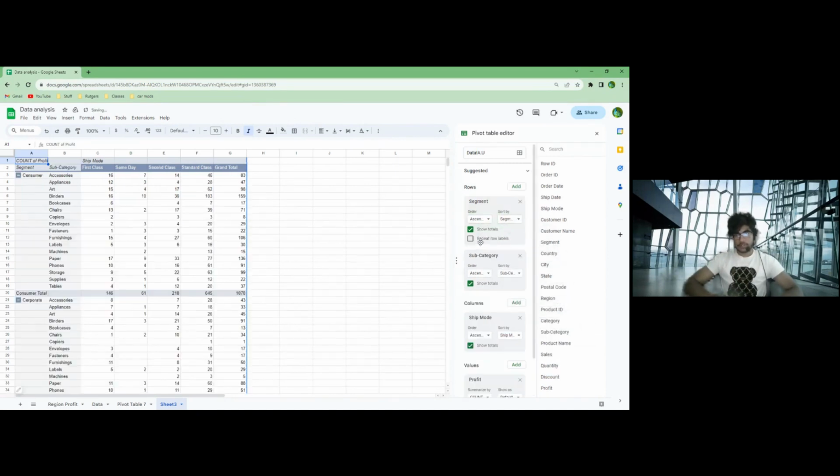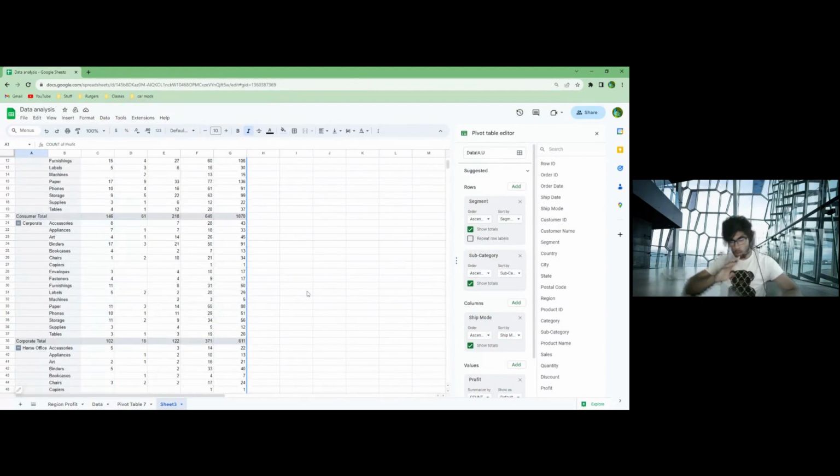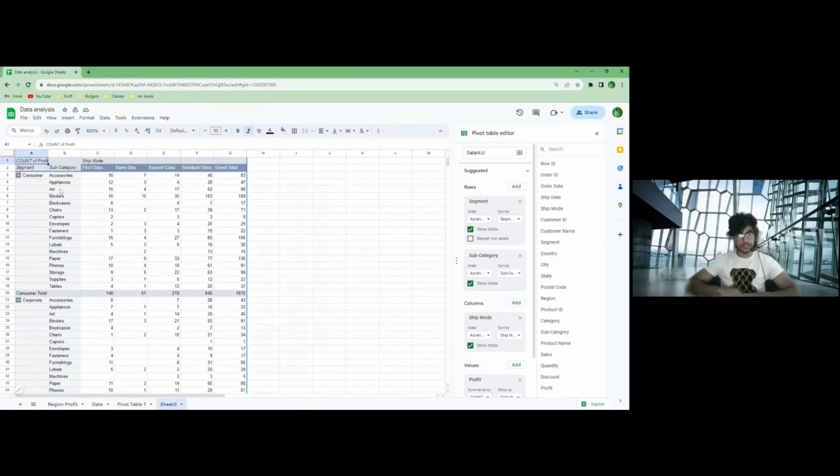Or we could just drop subcategory into rows. So now it's going to sort by segment, but within each segment, it'll have all the subcategories sorted out as well. And then in each column, of course, we have the ship mode. So as you can see, you can simply rearrange the same table and focus on different columns or different data types.